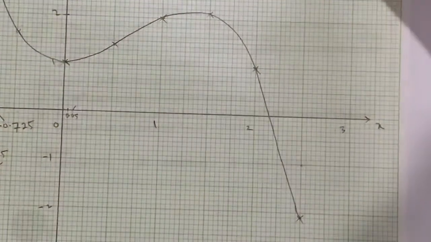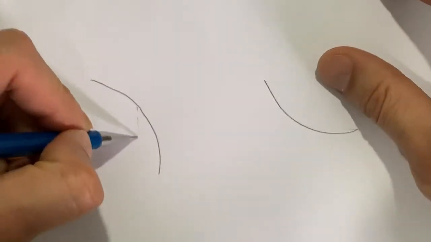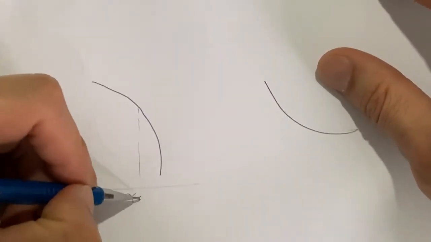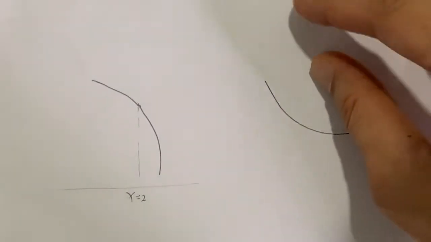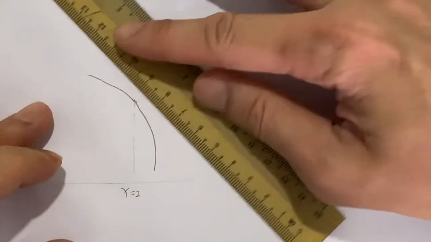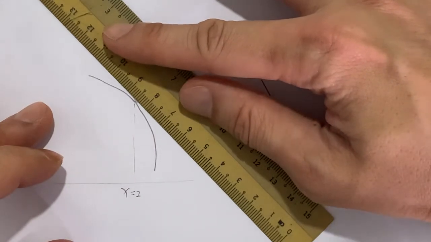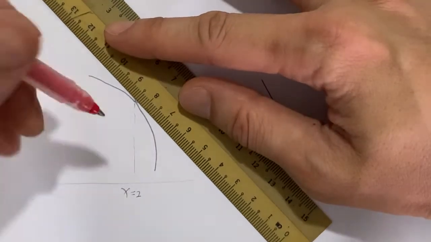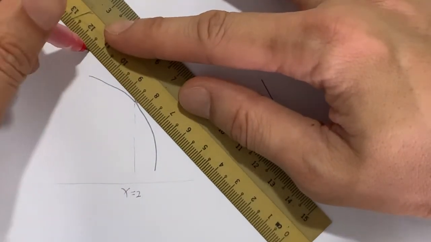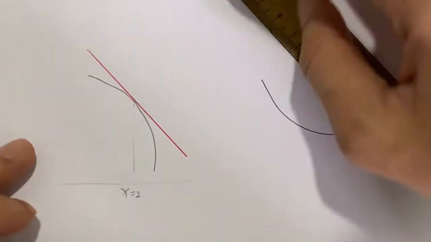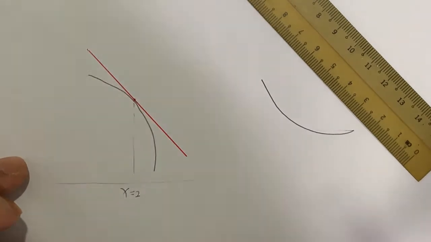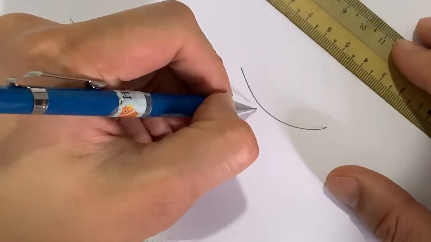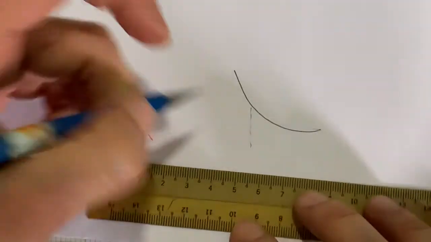So how do I draw a tangent? Just to summarize, if I have x equals 2 here, and I were to draw a tangent here, I will find a line that follows the slope of this curve. It will look something like this, and the tangent line in red here will only touch at one point.